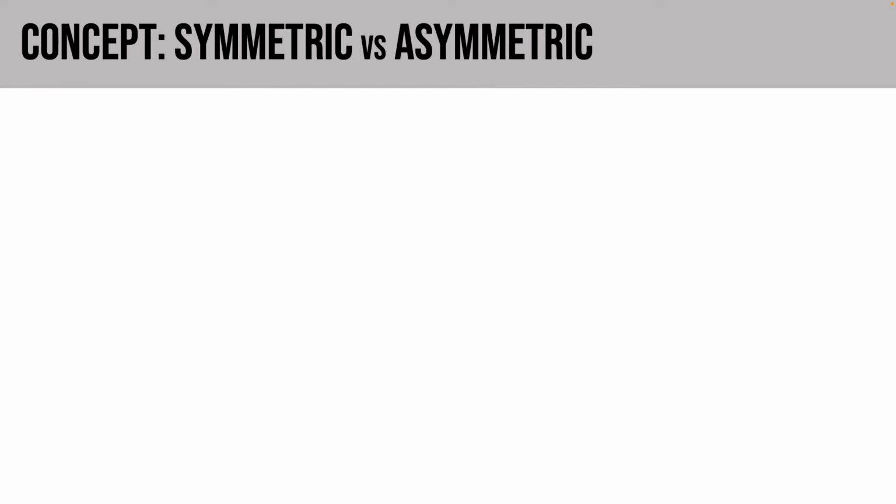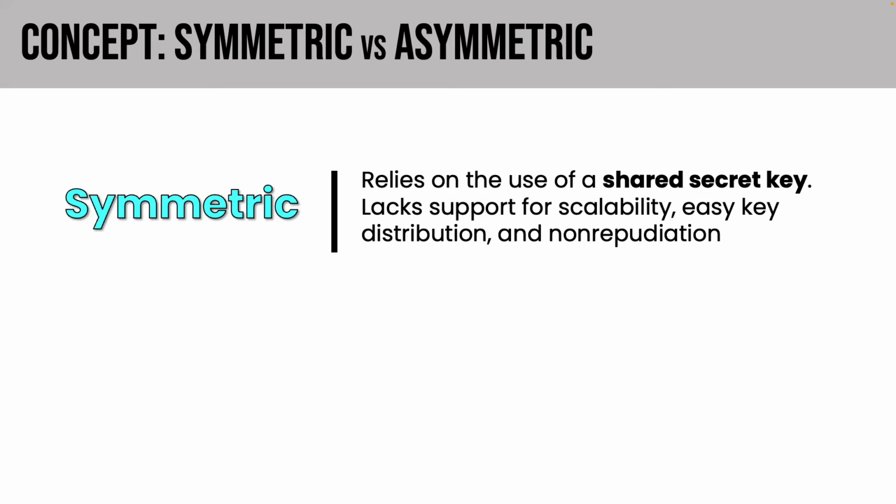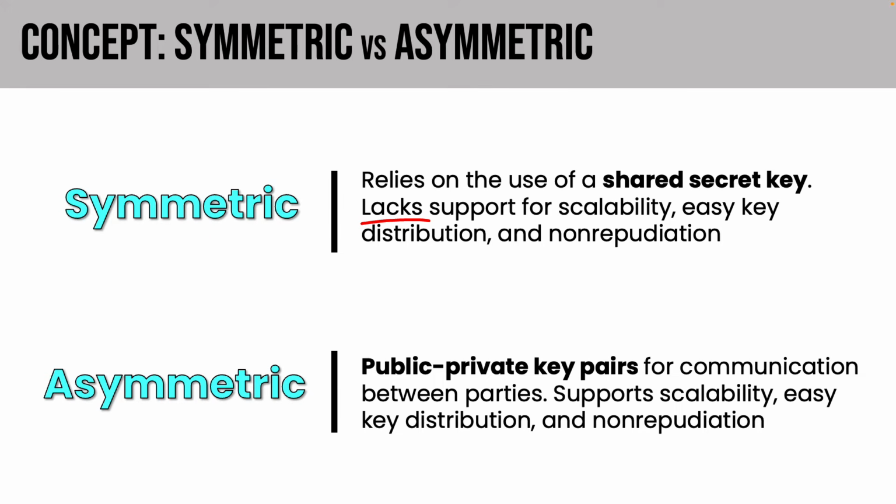You should be familiar with symmetric and asymmetric cryptography. Symmetric cryptography relies on the use of a shared secret key, so the downside of symmetric cryptography is it lacks support for scalability. Key distribution is a challenge. It can't help us with non-repudiation. Asymmetric comes into play here, which uses a public-private key pair for communication between parties, so that's going to be more scalable when we take a conversation out to multiple parties. Key distribution is going to be easy with asymmetric, and we can actually use asymmetric to distribute a symmetric shared key securely. And asymmetric comes into play with non-repudiation.